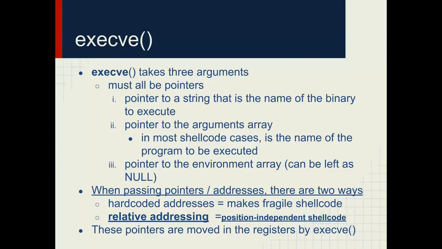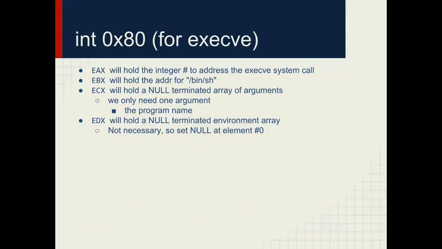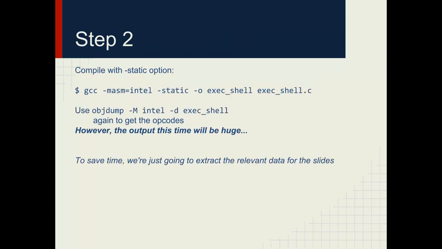So EAX is going to be the system call for execve. EBX is going to be a pointer to the string in the binary to execute. ECX is going to be a pointer to the arguments array. And EDX is going to be a pointer to the environment array, or a pointer to something that's null. Not a null pointer, but a pointer to something that is null. So, like I said, hard-coded addressing makes fragile shellcode, and relative addressing makes position-independent shellcode. And so, EAX will hold the integer number for the execve system call, and we've already covered the rest of this.